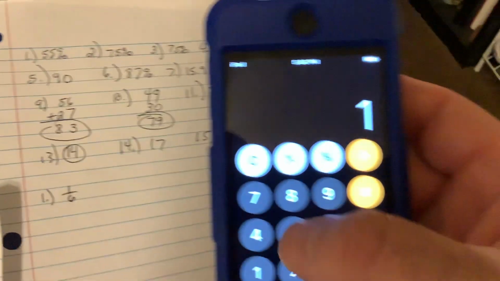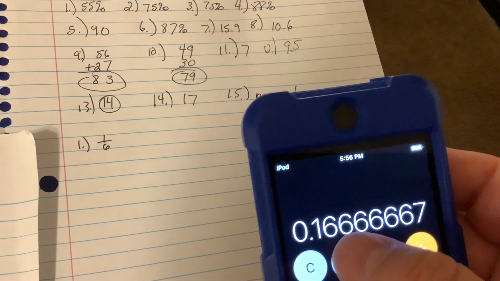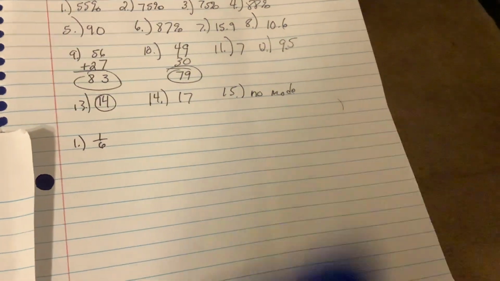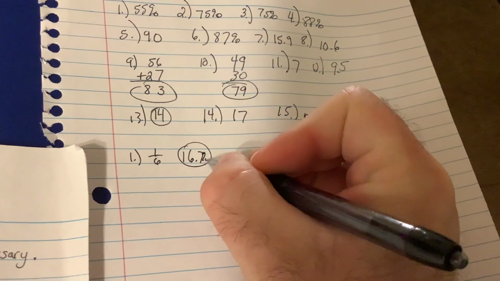Number 1 was a 1 out of 6 to roll a 6. And so let's divide 1 by 6, so we can turn that into a percent. So 1 divided by 6 is 16.7%. Oops. 16.7. Rounded to the nearest tenth.